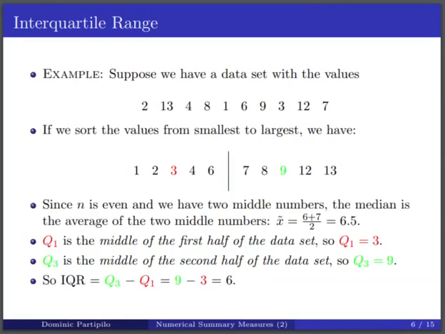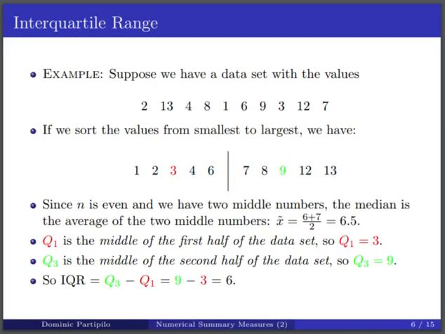All right, so let's look at an example. Suppose we have a data set of these values right here, and we want to calculate the IQR of this data set. So first thing we need to do is find where the median is. Remember, the first step when we're looking for the median is we have to sort the values from smallest to largest. And when we do, we have this right here.